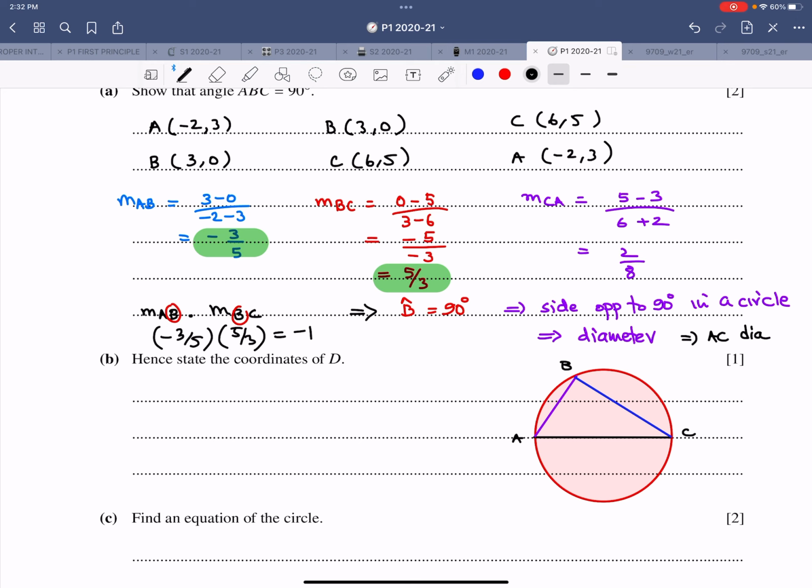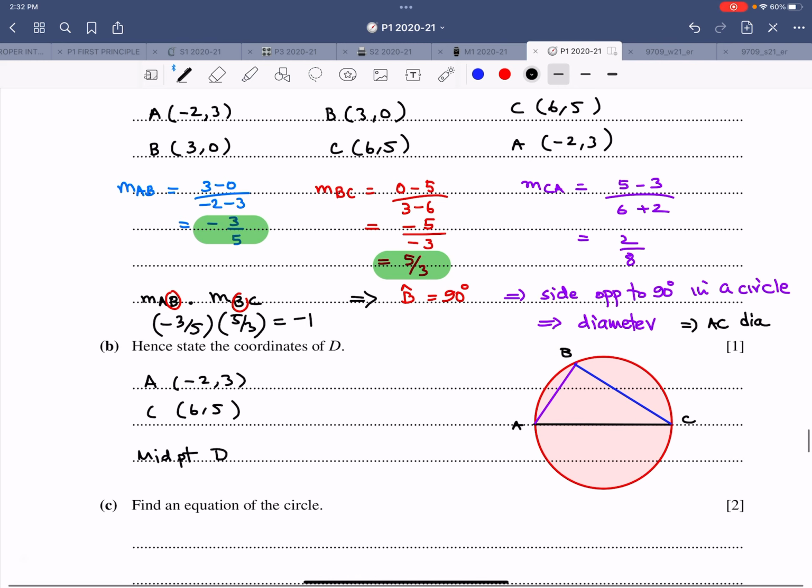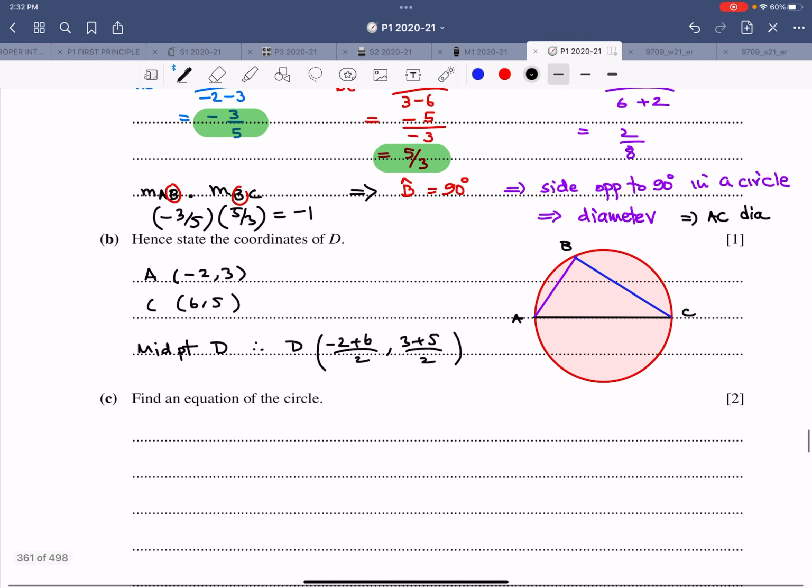Therefore, I have A, which is minus 2, 3. I have C, which is 6, 5. I can calculate the midpoint. So this midpoint, they are calling the coordinates of D, with center D. So midpoint is D. So therefore the coordinates of D is minus 2 plus 6 divided by 2 and 3 plus 5 divided by 2. 4 over 2 is 2 and 3 plus 5 is 8. 8 divided by 2 is 4. So the coordinate of D is this thing. That's the center of the circle.